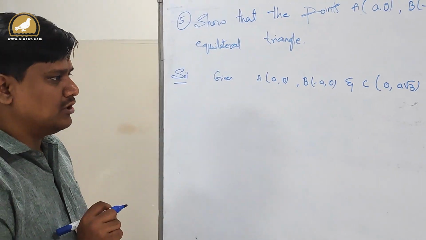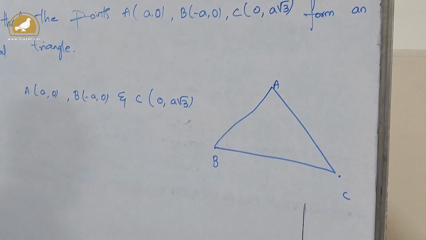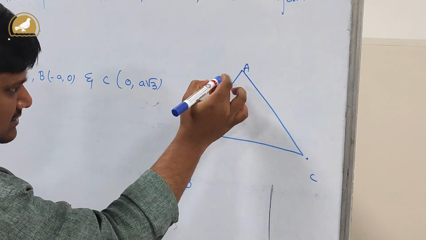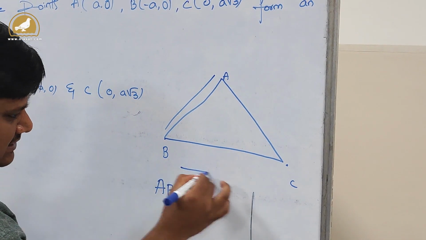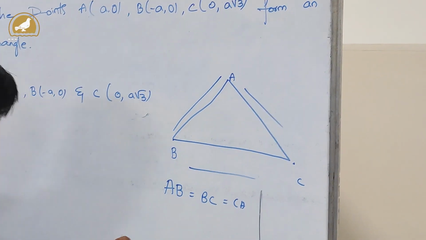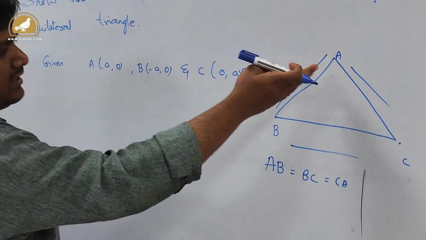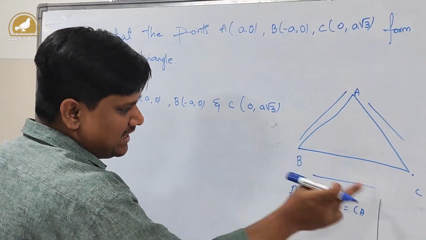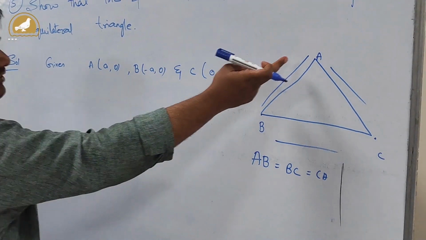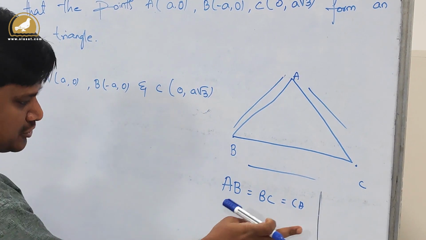So first we need to understand what is an equilateral triangle. If I say that this triangle is an equilateral triangle, then I have to prove that AB, this distance, is equal to BC, this distance, is equal to CA, this distance. If I am able to prove that AB is equal to BC is equal to CA, then I can say that the figure formed after joining ABC is an equilateral triangle. So our main intention is to prove that the distance between A and B, between B and C, and between C and A should be equal.